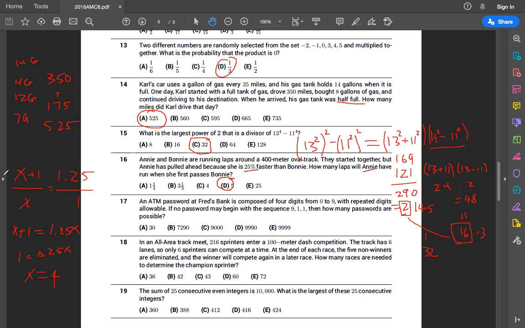And the reason I used x plus 1 here is because when you pass someone, you'd basically have run one more lap than them.